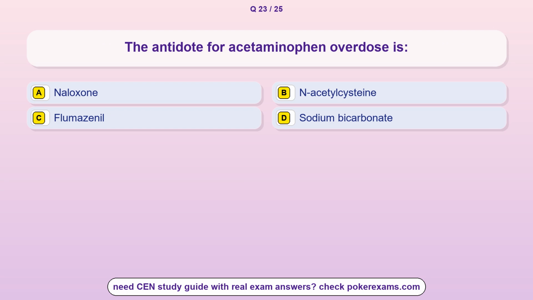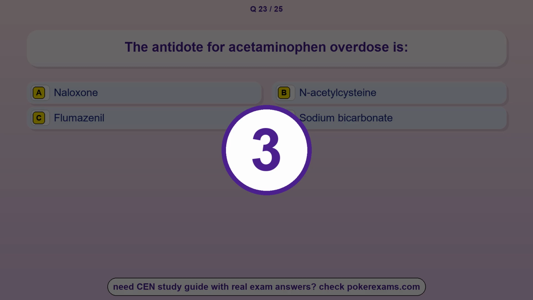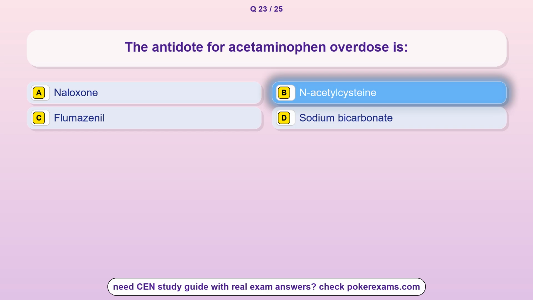Question 23. The antidote for acetaminophen overdose is option A, naloxone, option B, N-acetylcysteine, option C, flumazenil, option D, sodium bicarbonate. The correct answer is option B, N-acetylcysteine.